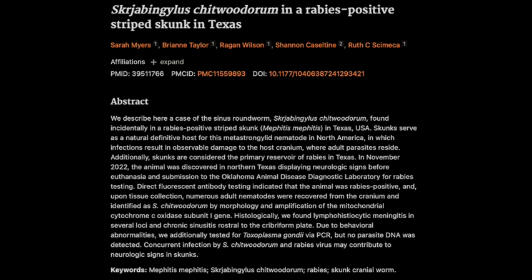Exactly. In a controlled setting, researchers can really focus on the parasite's effects without all the other factors you find in the wild. And wouldn't it be interesting to see what happens over the long term? How does infection with this parasite affect a skunk's lifespan, its ability to reproduce, its overall health?